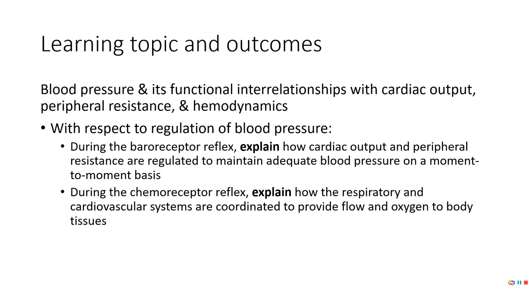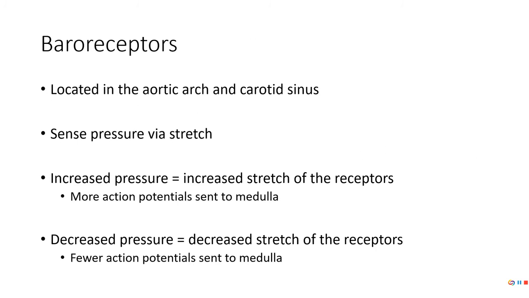To start off, if we're going to have a reflex, we need a receptor to know what's going on. And so we have these baroreceptors. They're basically mechanoreceptors that respond to changes in pressure. When pressure increases, they stretch out, and when they stretch out because of increased pressure, they let the brain know by sending more action potentials. However, if pressure is low, the number of action potentials sent out is reduced. And so that's how our brain interprets it.